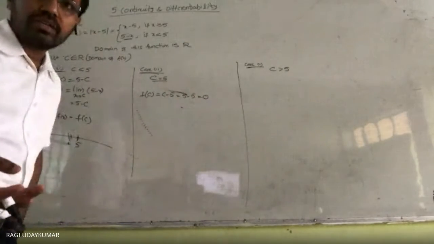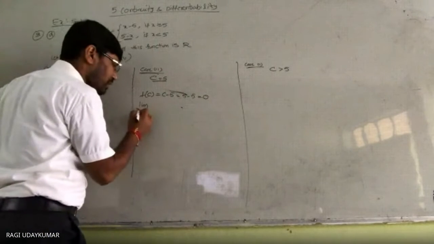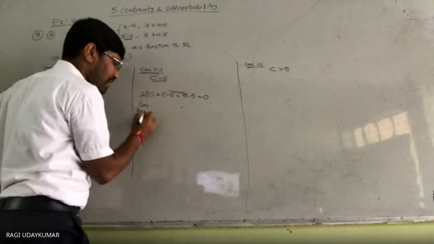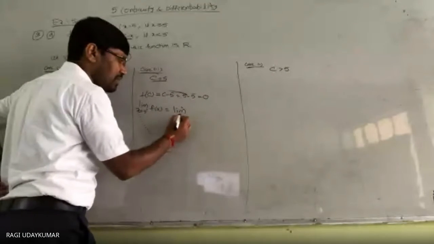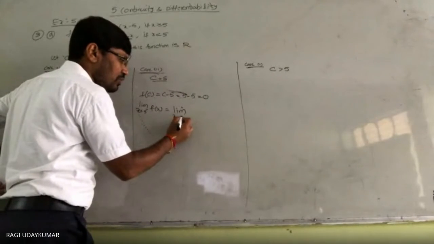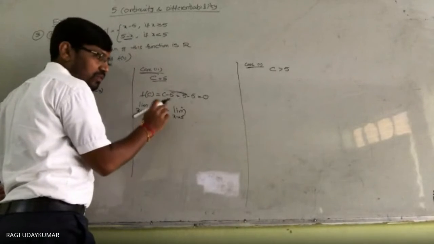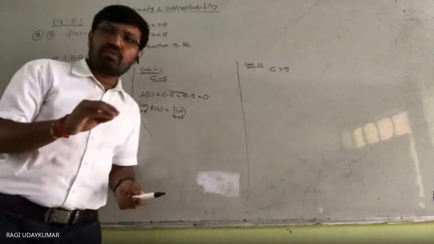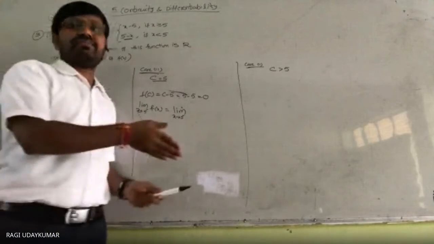Now here you find out the left hand limit. Limit x tends to 5 minus f of x is nothing but limit x tends to 5 minus, the left side of the 5. What is the meaning of this one? When x is approaching 5 from the left side towards the 5.